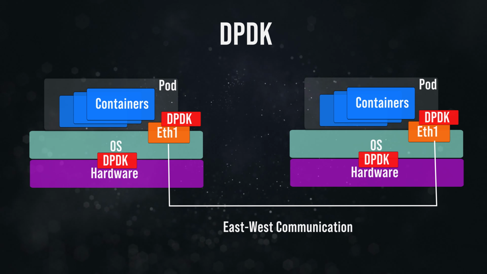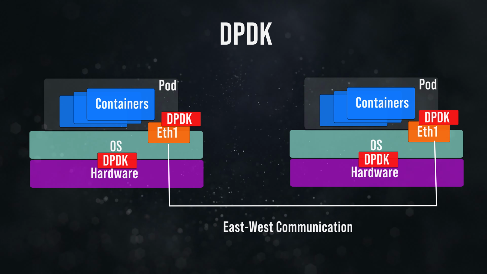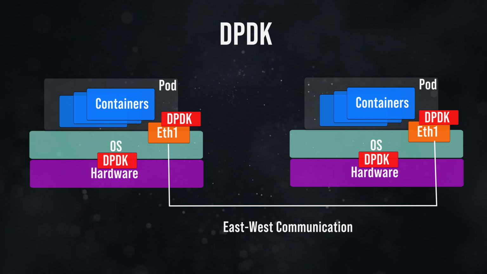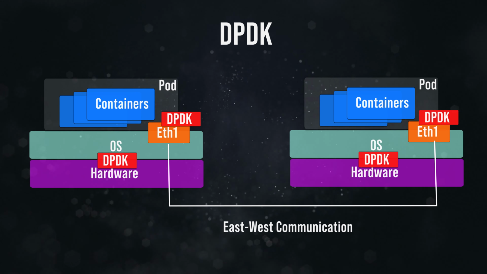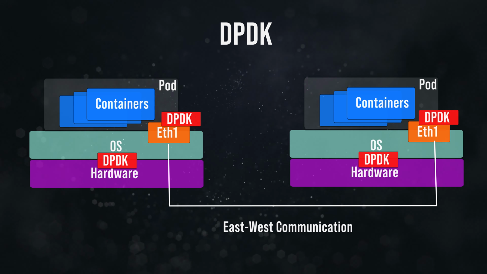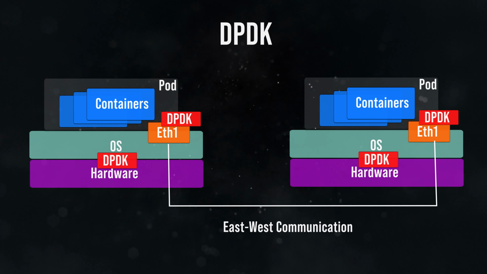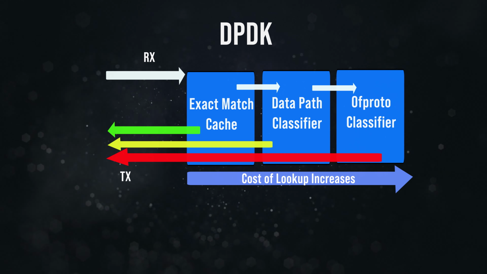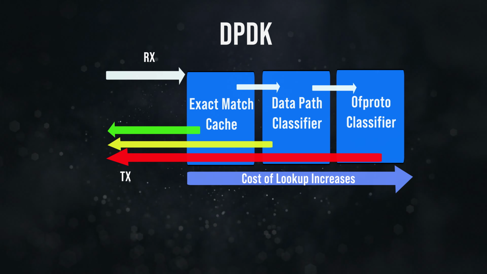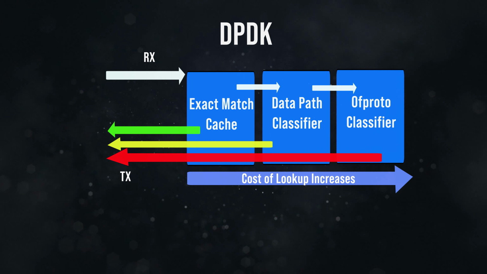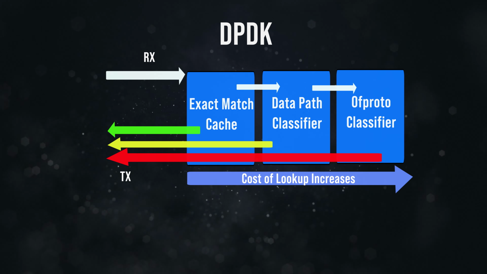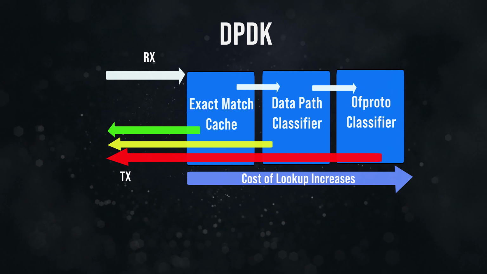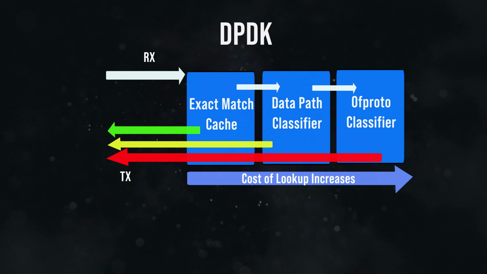On the other hand, the OVS kernel module acts as a cache for the user space. DPDK deployment on OVS level eliminates packet buffer copies. When the packet is entering the OVS DPDK, it is uniquely identified and passes three types of filters: the exact match cache, EMC, the data path classifier, DPCLs, and the of-proto classifier.